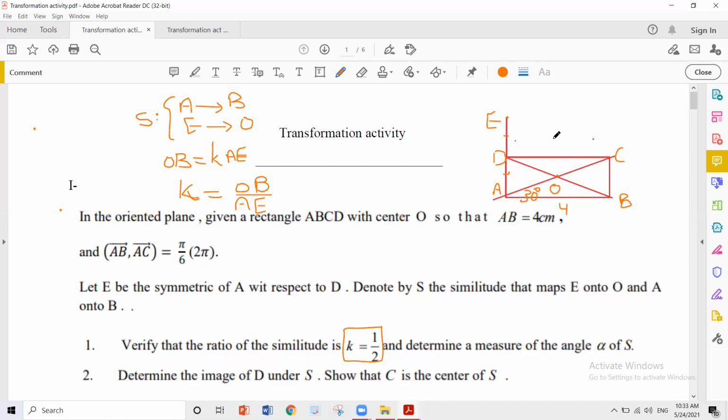Okay. Because it is given in part 1, we need to calculate the ratio of the similitude that transforms A onto B, E onto O. So OB equals K times AE, K equals OB over AE. How much is OB over AE?